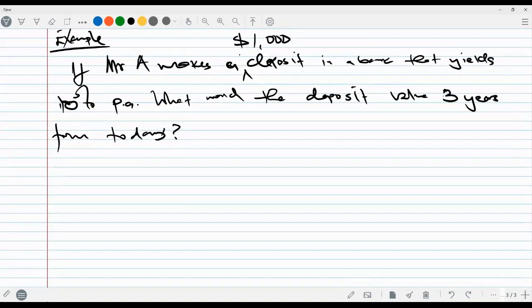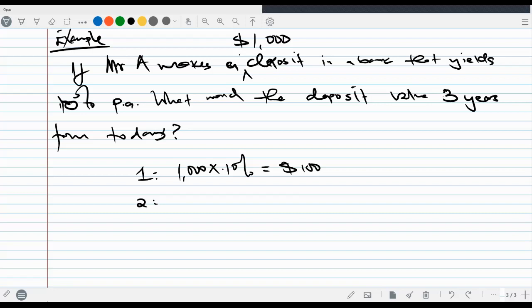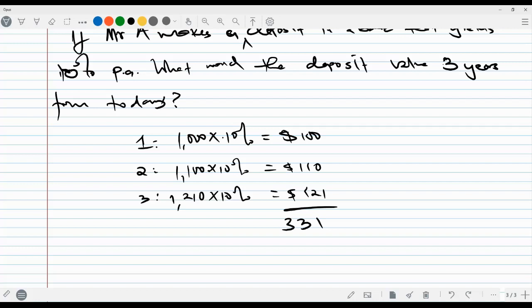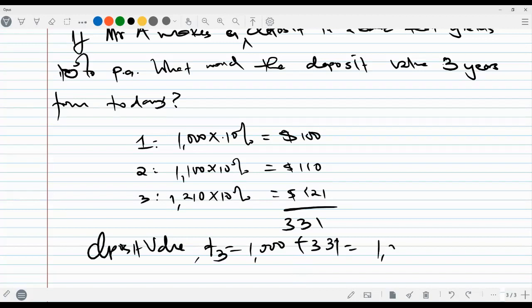The interest earned in year one will be equal to 1,000 times 10%, so in year one you earn an interest of $100. In year two, there is no withdrawal of money, so the interest is also reinvested in the bank. By the beginning of year two, the total investment value is 1,100, times 10% gives 110. At the beginning of year three, the total amount invested is 1,100 plus 110, which is 1,210, times 10% gives 121. By the end of those 3 years, the total interest earned is 331. Therefore the deposit value at the end of year 3 will be 1,000 initial deposit plus interest earned 331, to give 1,331.